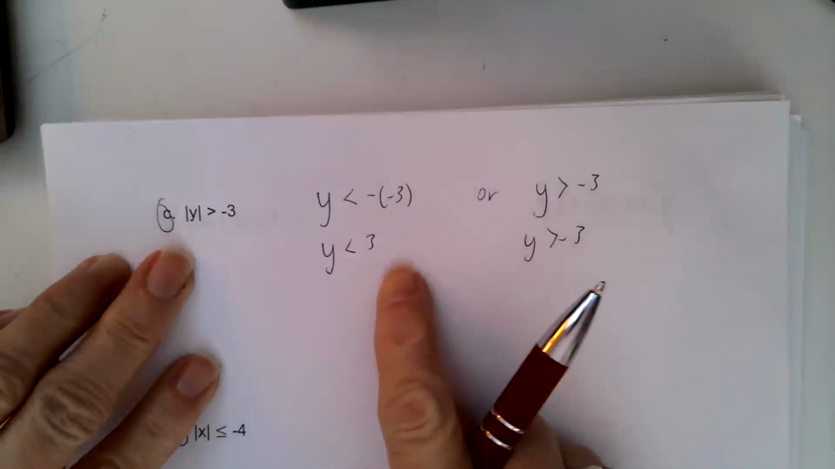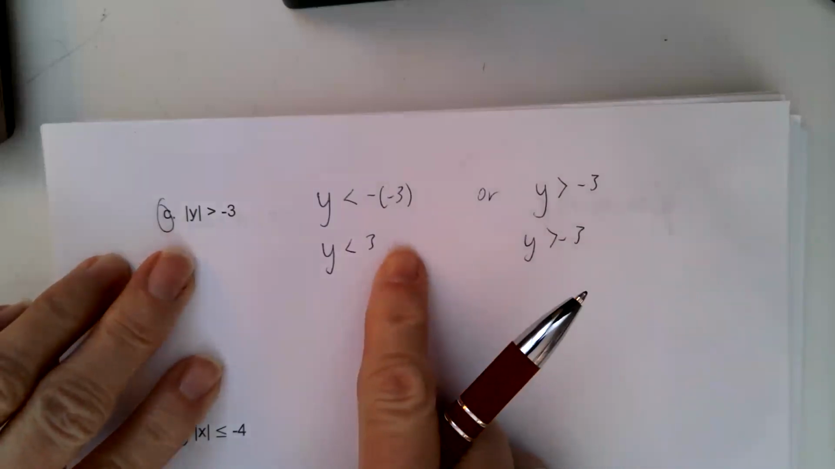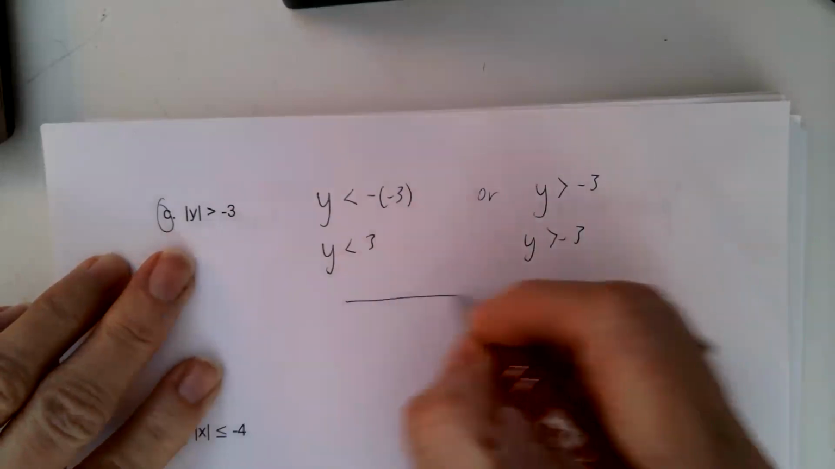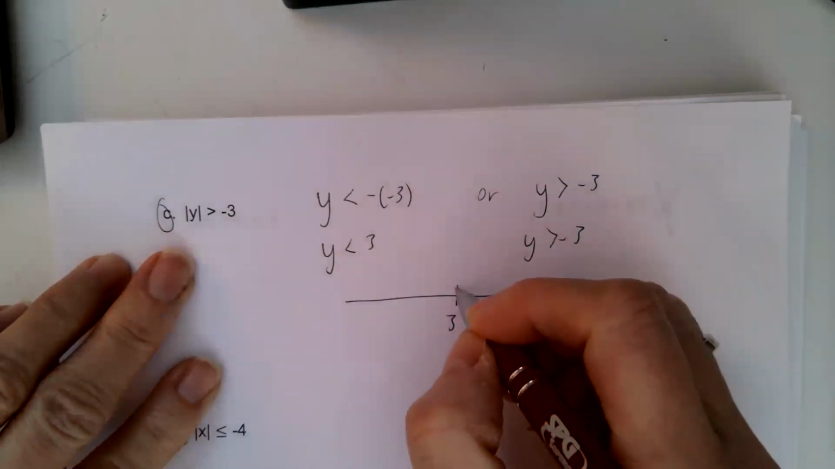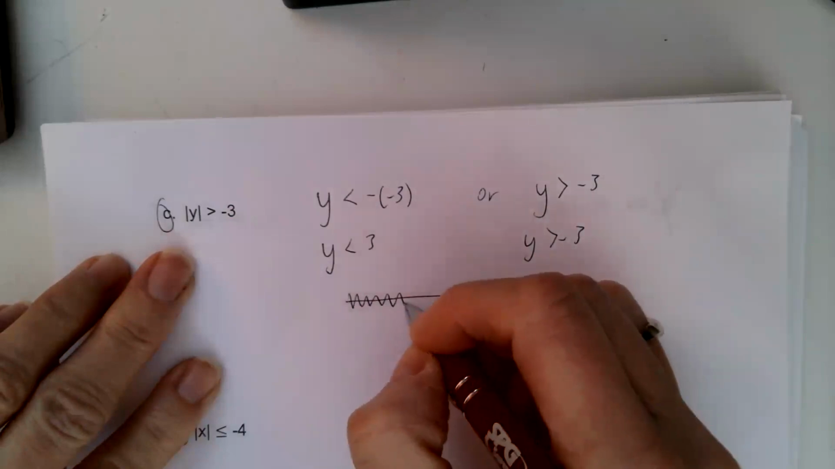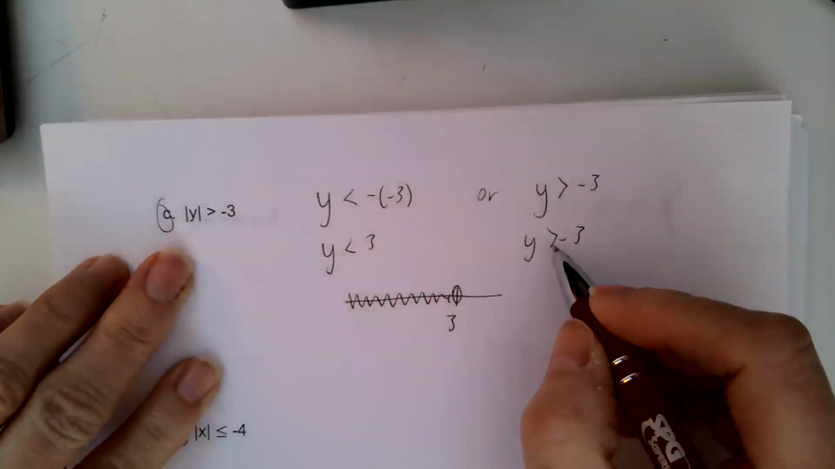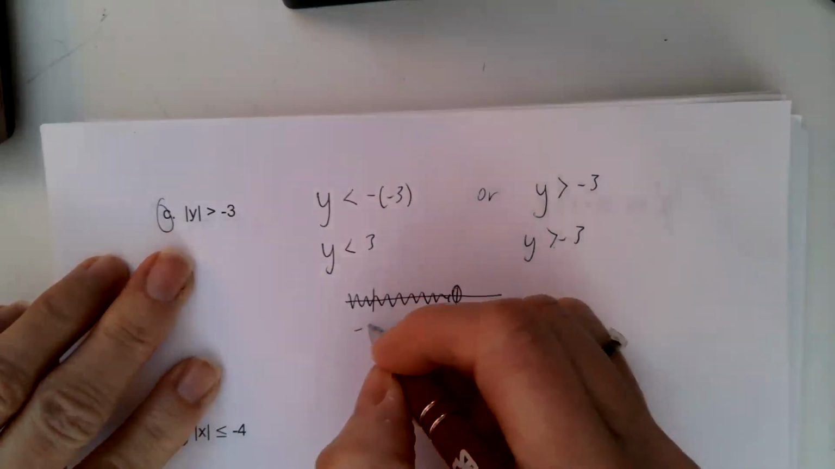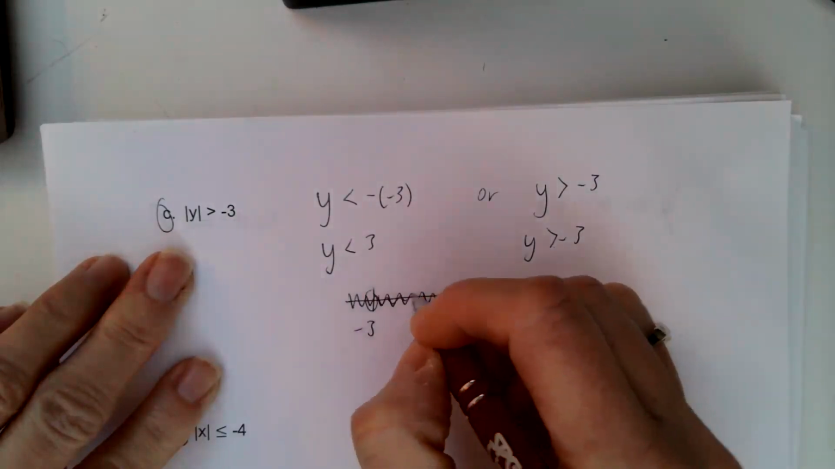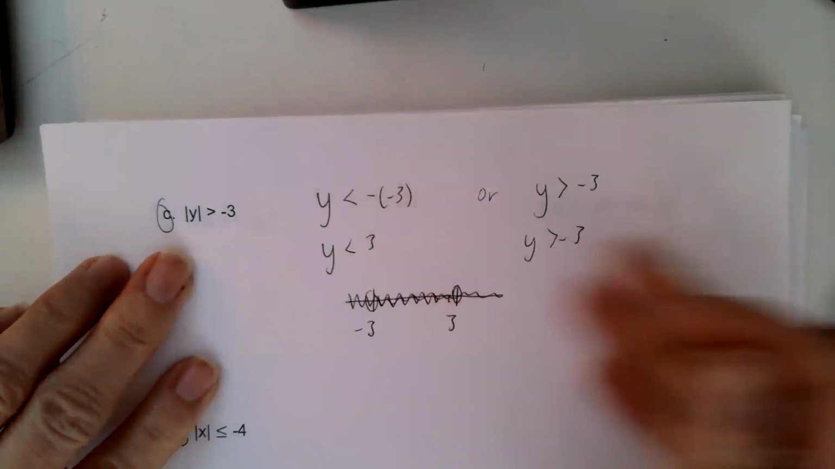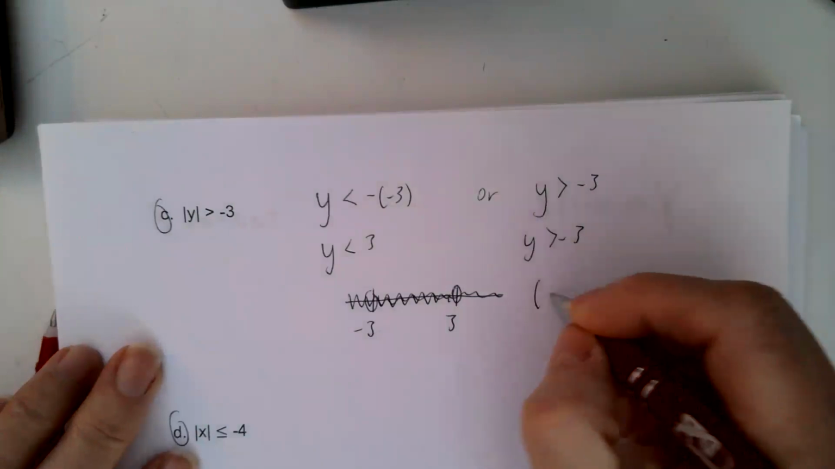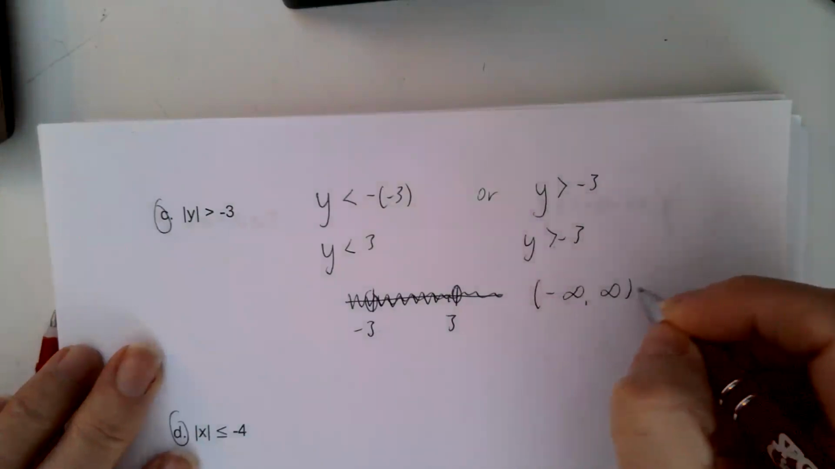So that seems weird because that would be everything, right? It's going to be less than 3. So if we look at it on a number line, we've got a positive 3 open circle, but it's everything less than that. And then we've got greater than negative 3. So at negative 3, we've got an open circle and it's everything greater than that. So it's everything. So that's negative infinity to positive infinity.